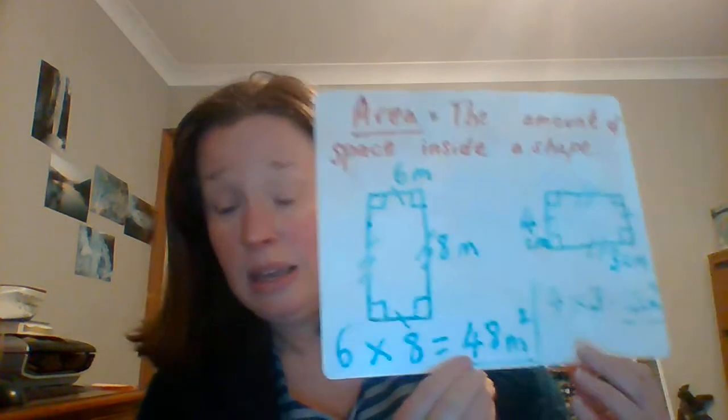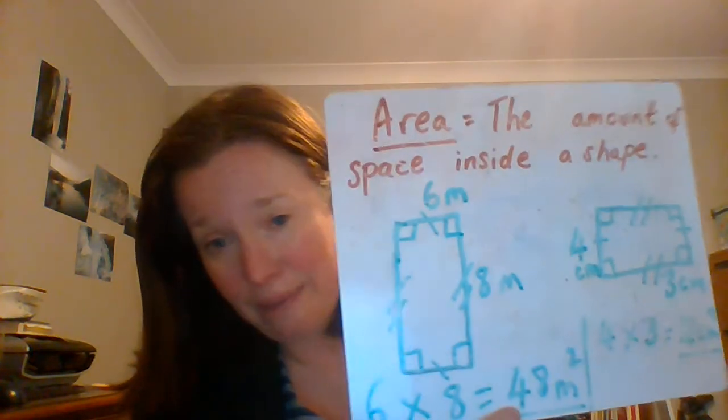Okay, so that's reviewing area. For perimeter, we're adding the lengths of all 4 sides of the shape. For area, we're multiplying the length by the width. Okay, so the tasks today are quite varied and I'm going to talk you through them.